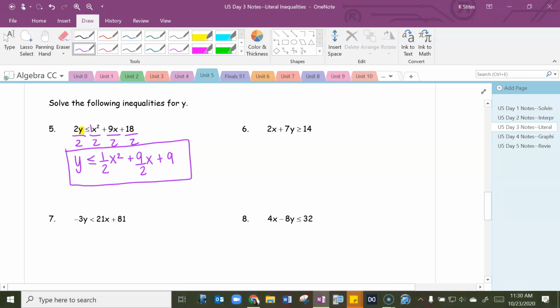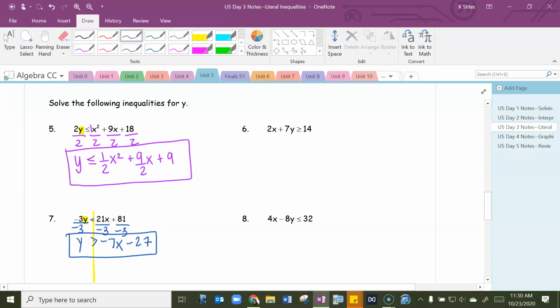All right, let's actually come down to number 7 next. Then we'll do 6 and 8. So this one, solving for y, we will need to divide by our -3. But be careful, dividing by a negative means our symbol needs to flip. So it was pointing left, it needs to now be pointing right. And then let's be careful with this division. 21 divided by -3 is -7. Don't lose your x. And 81 divided by -3 is a -27, which you can type into your calculator.